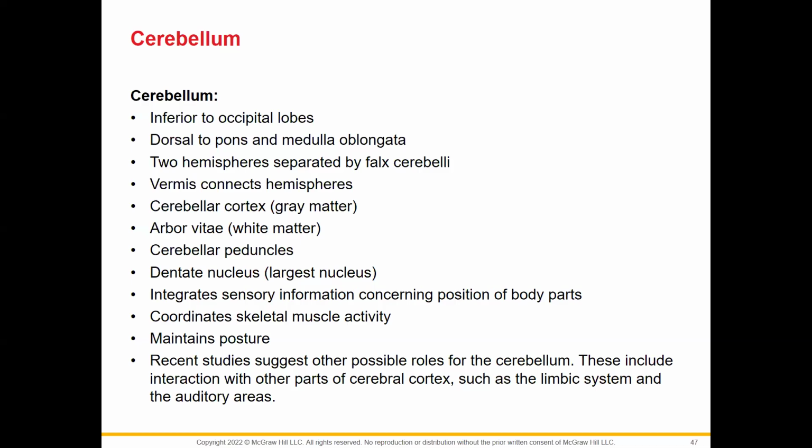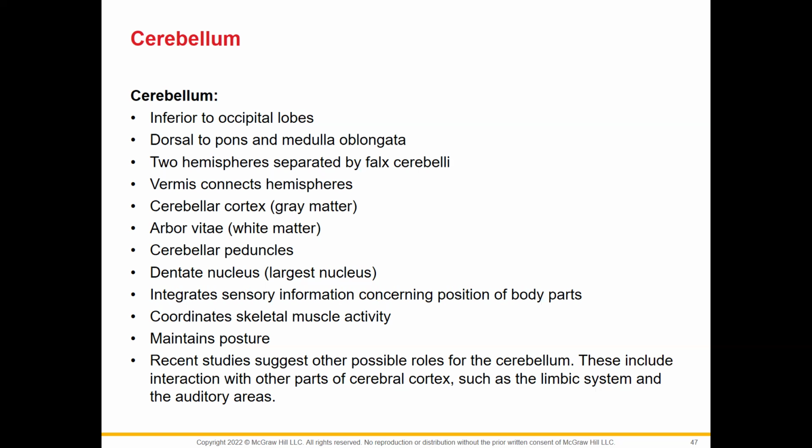Welcome back to chapter 11, Nervous System Divisions, where we are going to start this video discussing the cerebellum. We already talked about some ways that the nervous system is divided. We talked about the parts of the cerebrum. Now we're going to discuss other parts of the brain. Namely, we're going to begin with the cerebellum.